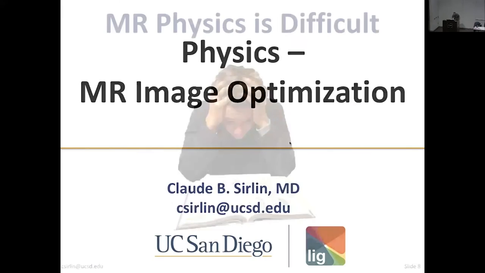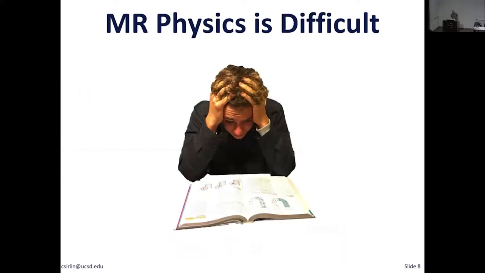Okay, so this is my son. Now he's actually studying chemistry, but MR physics is maybe even more difficult than chemistry. So why is this so difficult? Because we're going to try to take that knowledge that we just learned, as well as knowledge that we didn't go over in the last lecture, and then say, okay, how are we going to convert this into an MR image?